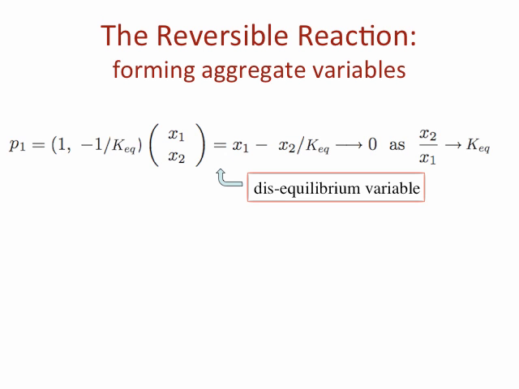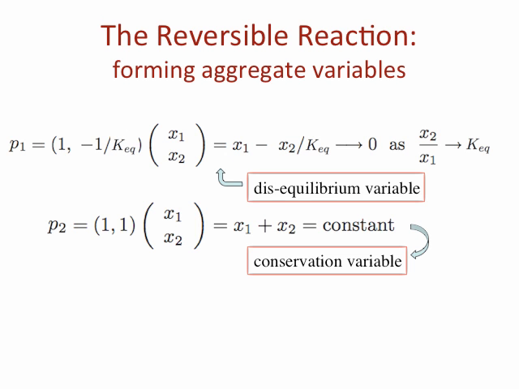When P1 is non-zero, we are out of equilibrium, and therefore we can call P1 a disequilibrium variable. We also see that if P1 is positive, the reaction proceeds in the forward direction. If P1 is negative, the reaction proceeds in the opposite direction. So I have simply transformed two concentration variables into a lumped representation, and that lumped representation tells me how far from equilibrium I am.